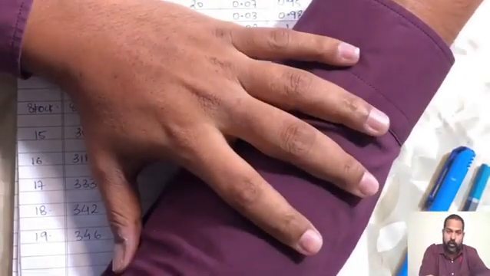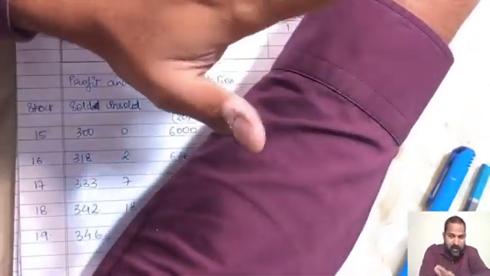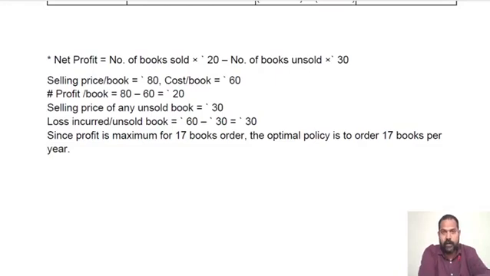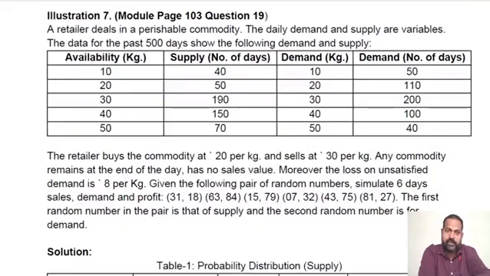The next question that I want to do is on similar lines as this question, and that question is question number 7. What does the question say? The question says that a retailer deals in a perishable commodity. What do you mean by a perishable commodity? Well, perishable means something that gets spoiled very quickly, like for example, fruits or vegetables.